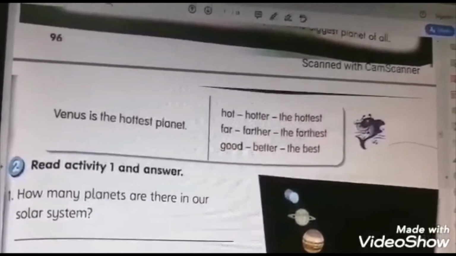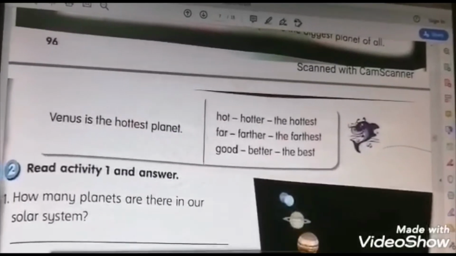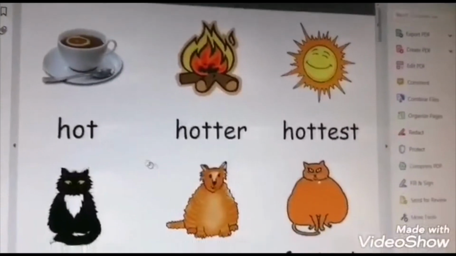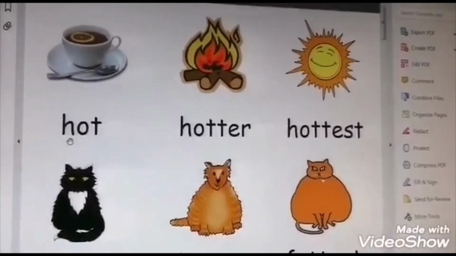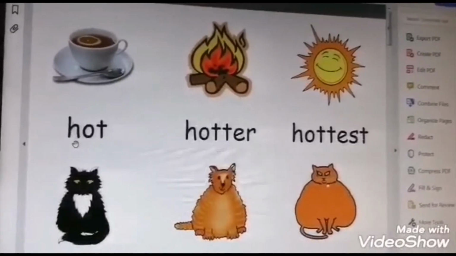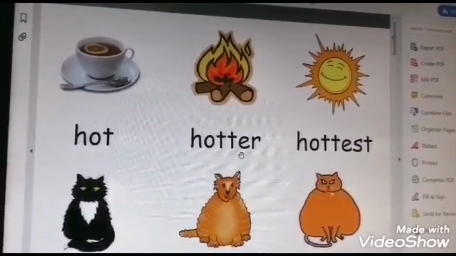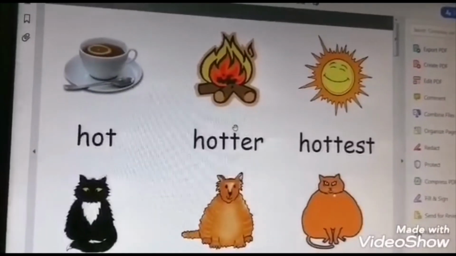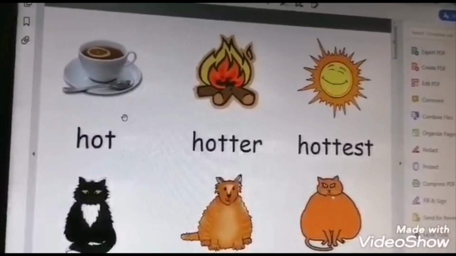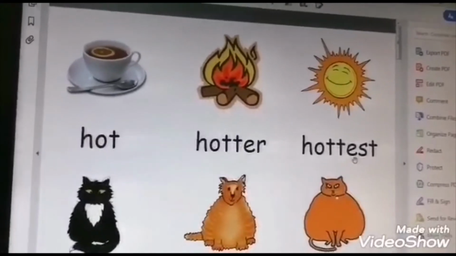Let's have a look at some examples. See, hot. Hot is an adjective. So, if you want to compare, you say hotter. The fire is hotter than the tea. Hottest.